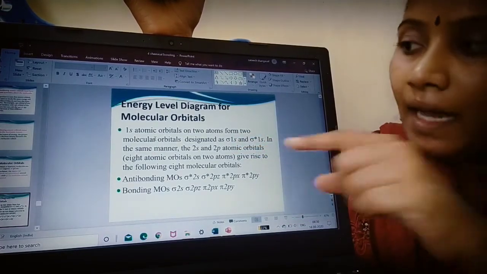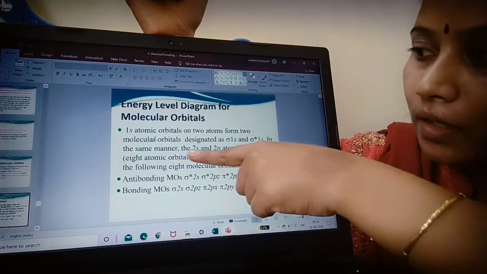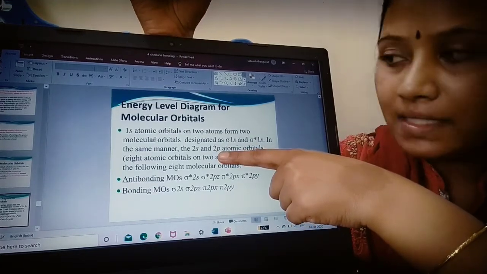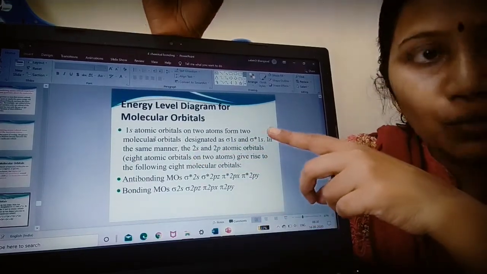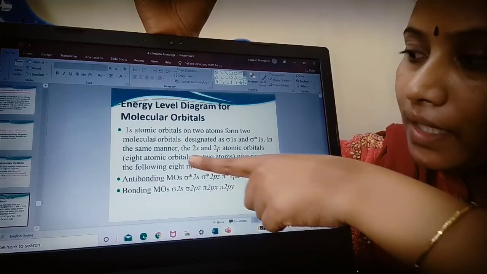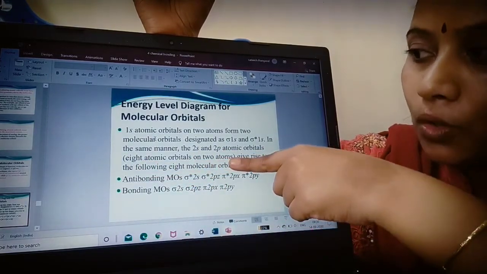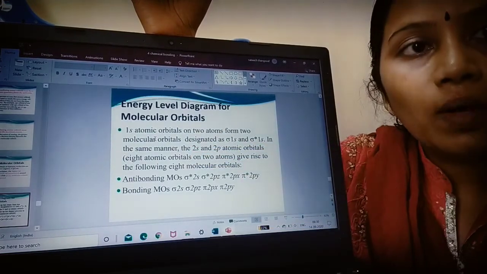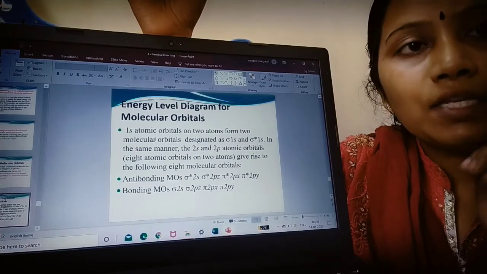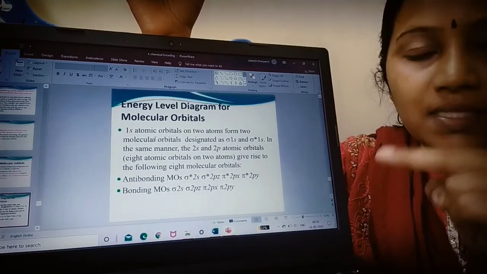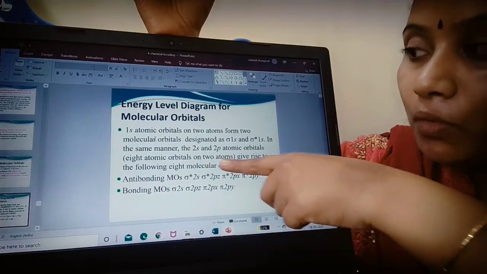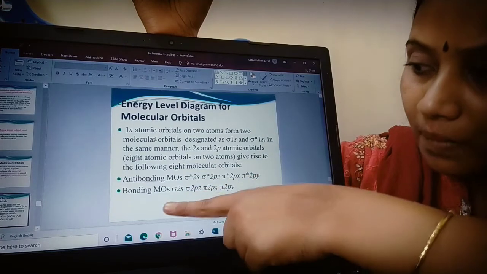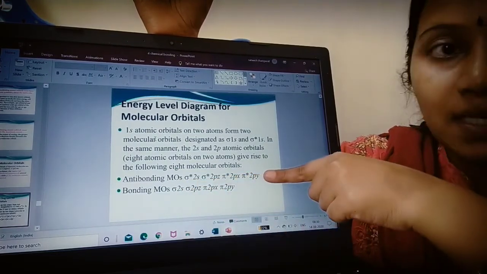In the same way, I am going to pair 2s and 2p atomic orbitals. In 2p, how many orbitals are present? Px, py, pz. In s, you have 2. So 2 plus 3. How many, children? See, 8 atomic orbitals on 2 atoms. 2s and 2s, 2. And in case of p orbitals, you have 3 plus 3, 6. So 6 plus 2 is 8. Now when I combine these s and p, I will have 8 molecular orbitals. One is bonding and another one is anti-bonding.